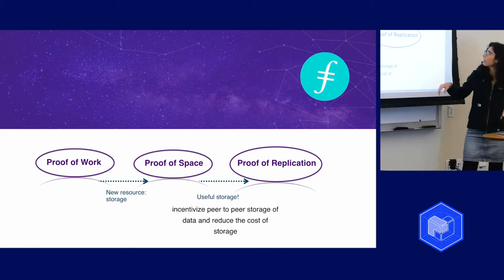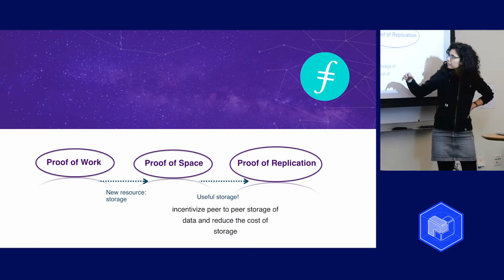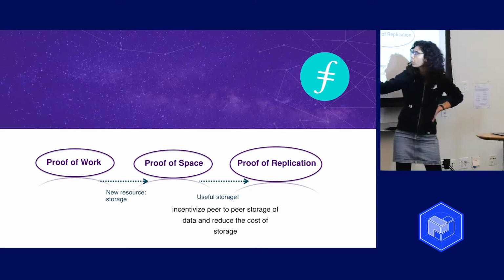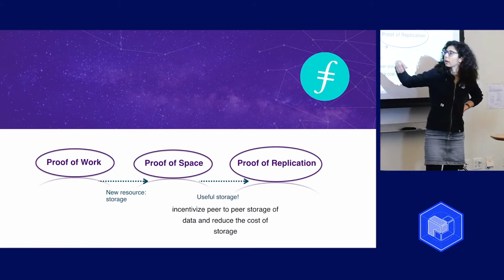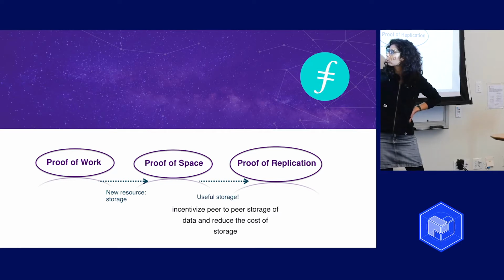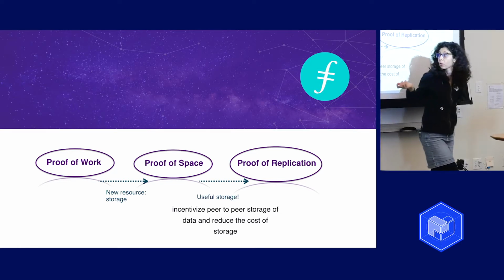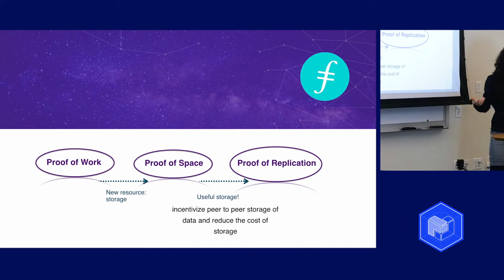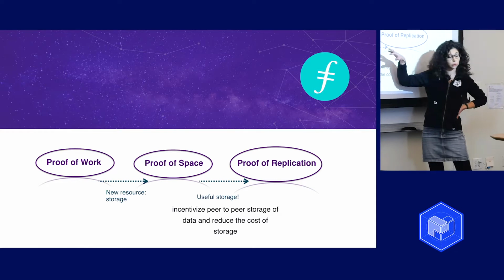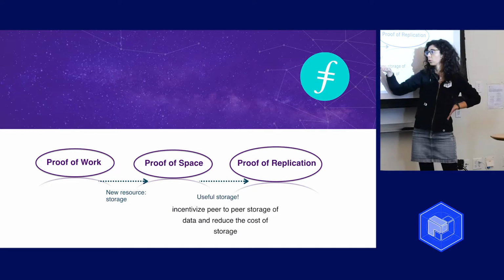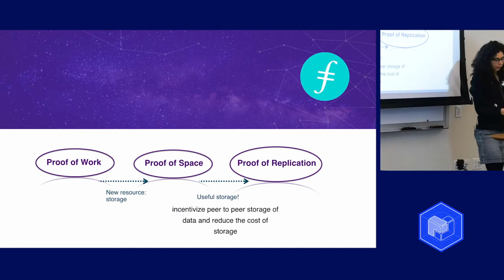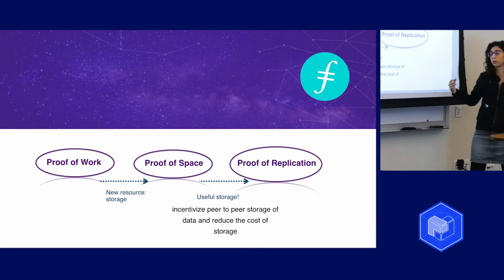Proof of space, I'll say a bit more about it in a moment, but the intuition is we want a replacement for proof of work. We want something that can give the same security, but where the resource that we use is storage and not computational power. And the motivation to step forward from space to replication is that we want to use useful storage, not just fill your disk with random data, but actually fill your disk with useful clients' data.